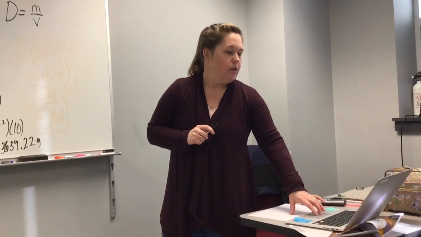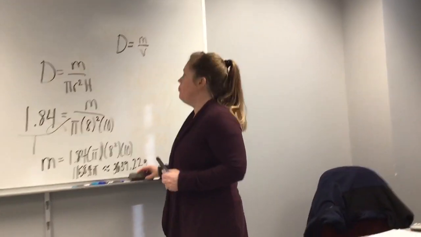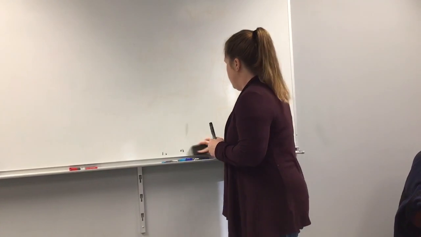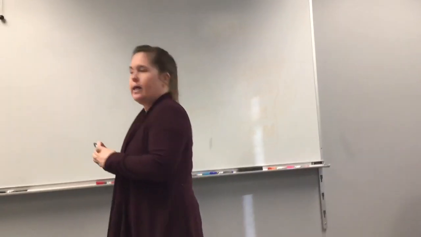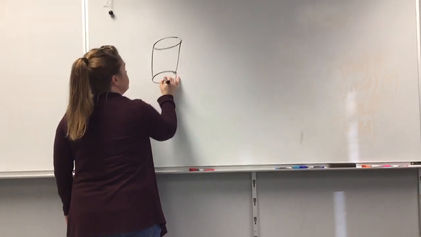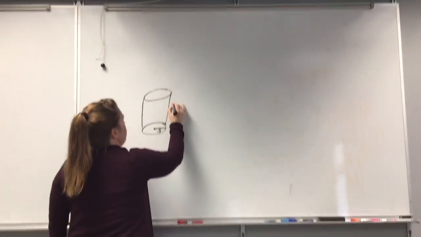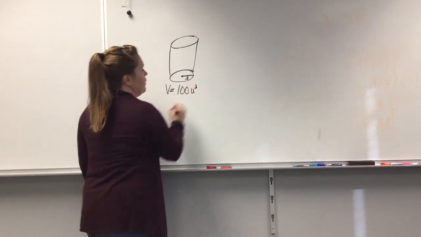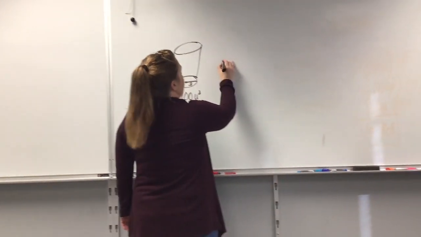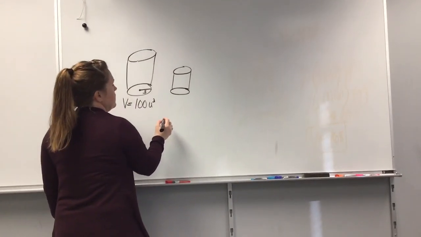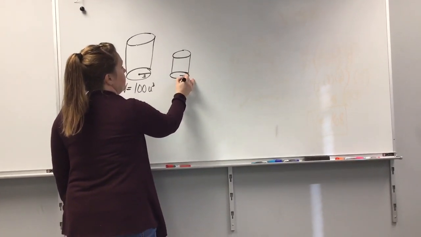Our notes were not very good there. The picture went away. So I'm going to put one up. Everybody draw this with me on your notes. So let's say, follow me over here. I have one cylinder that has a radius of 3, and it has a volume of 100 cubic units.